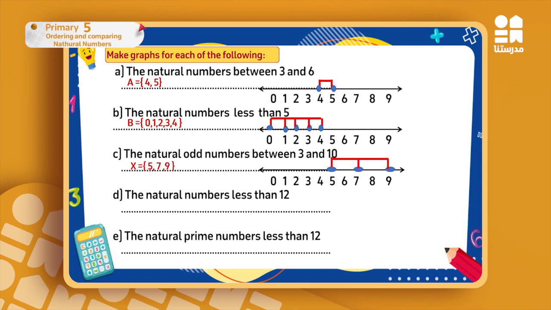Now, letter D. The natural numbers less than 12. 0, 1, 2, 3, 4, 5, 6, 7, 8, 9, 10, 11. Oh, am I going to write all of these? Yes, you may, but you can also just use some of them. How? I will write the set of elements 0, 1, 2, some dots till I reach the 11, which is less than 12, and then my number line.